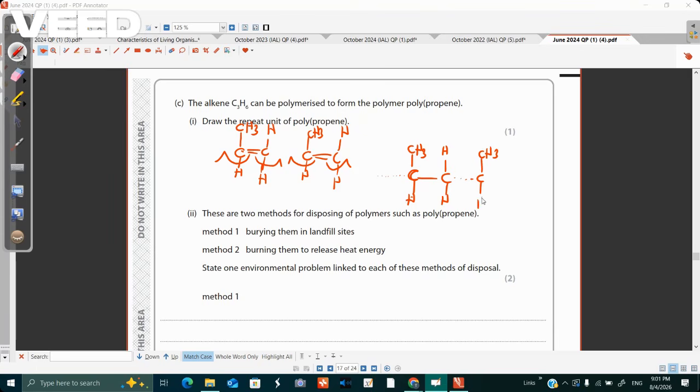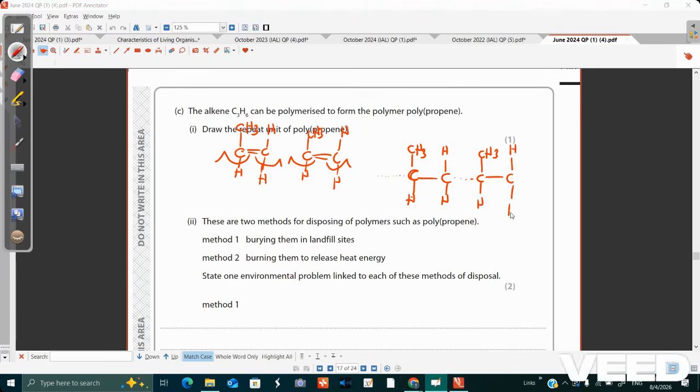CH3, hydrogen, double bond into single bond, hydrogen, hydrogen. So this is being polymerized. Repeating unit means you must look at the pattern. So same unit is being repeated. See, one, two. Here also same unit. So since it is repeating, this is the repeating unit, and it can get polymerized into n number of times, as many as you like.